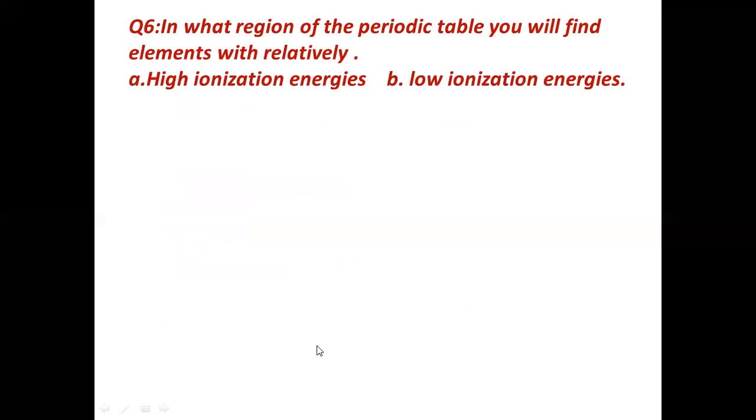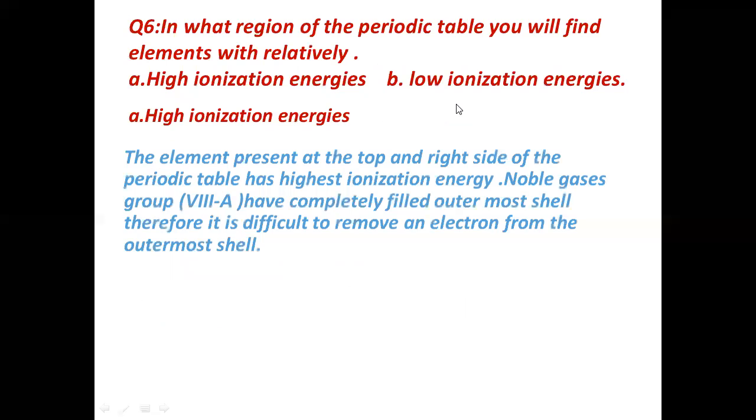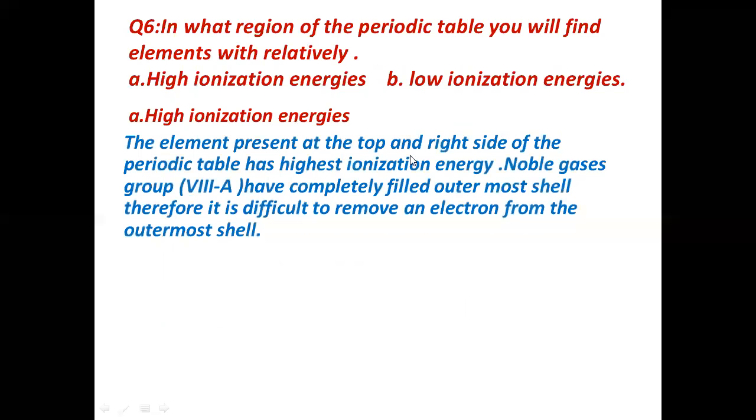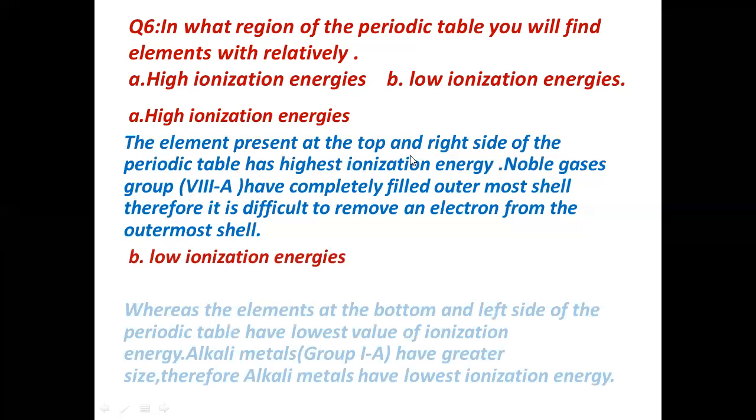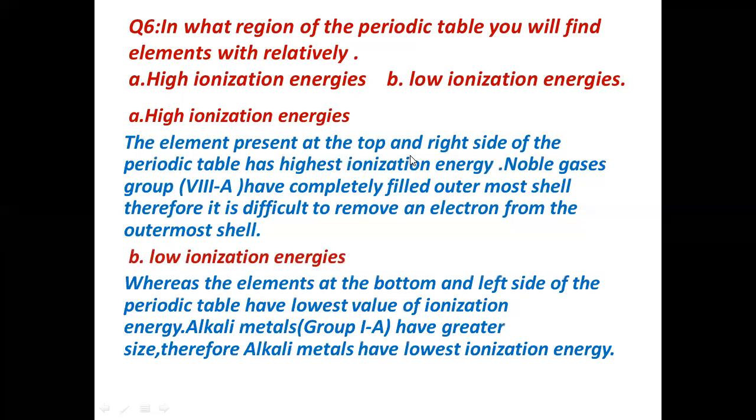Last question of this chapter: in what region of the periodic table will you find elements with relatively high ionization energy and low ionization energy? I told you that the elements present at the top right side of the periodic table, like noble gases, have the highest ionization energy, while the elements present at the left side in group 1A, the lower side, have the lowest ionization energy, especially group 1A elements.